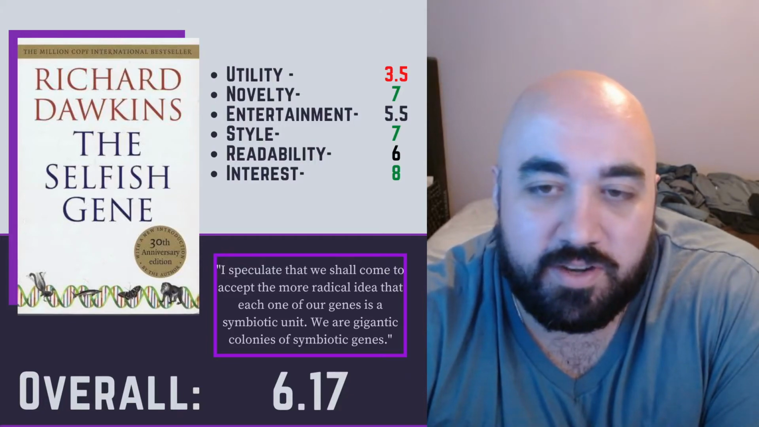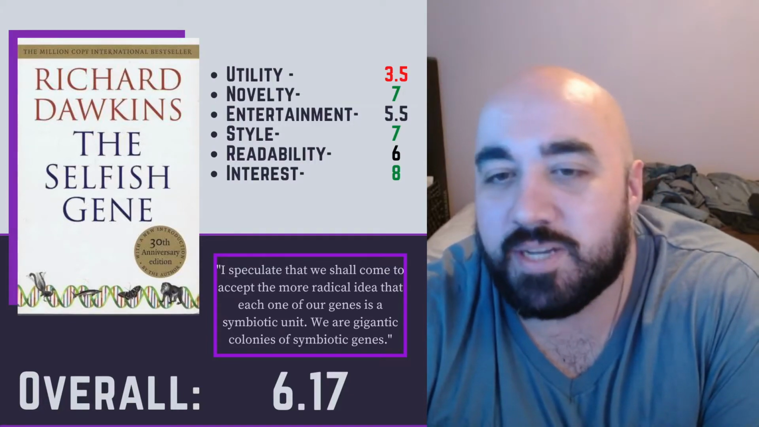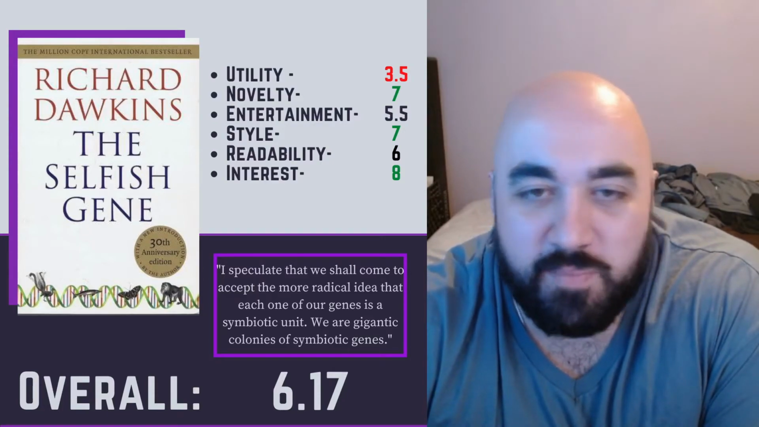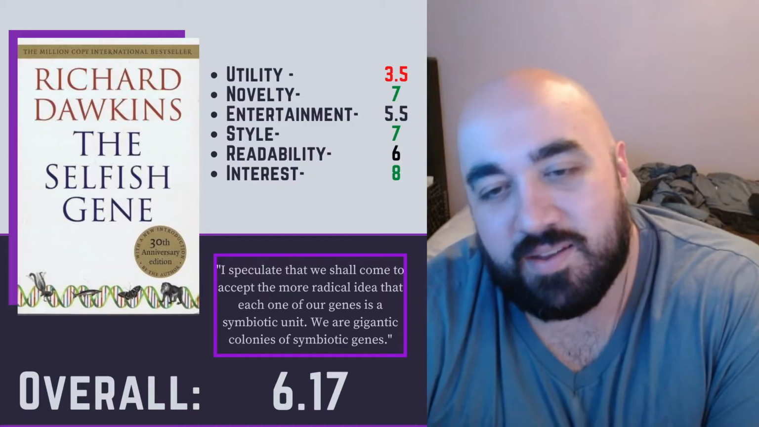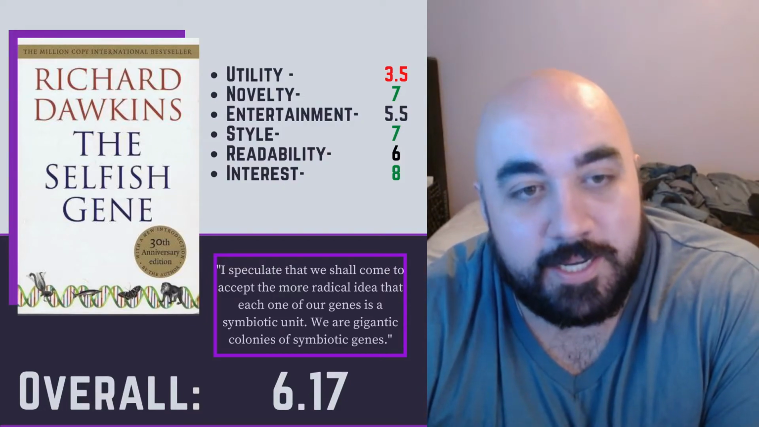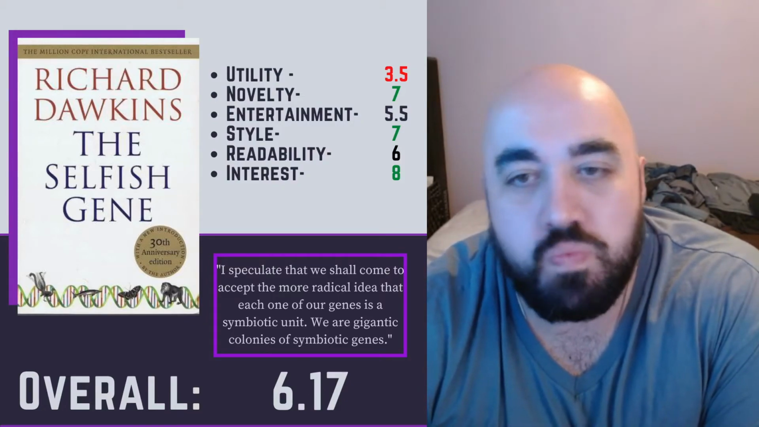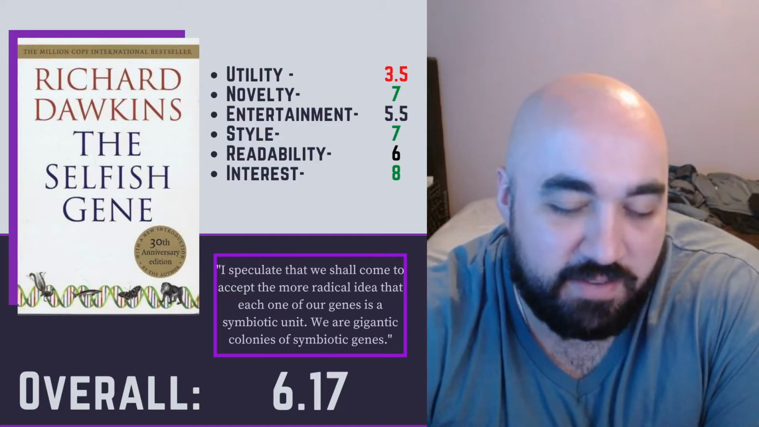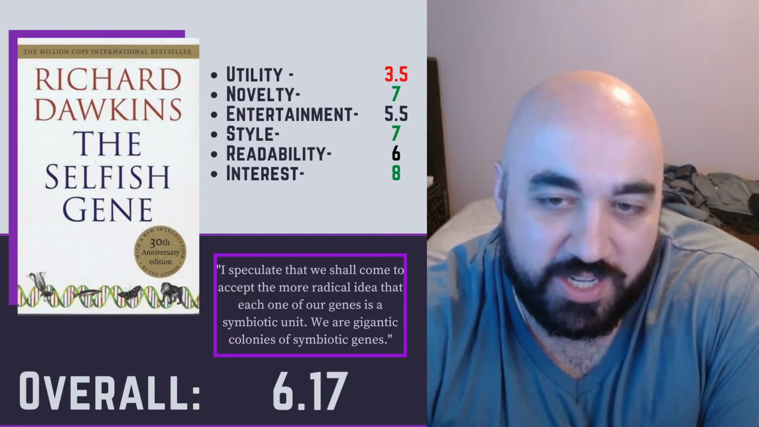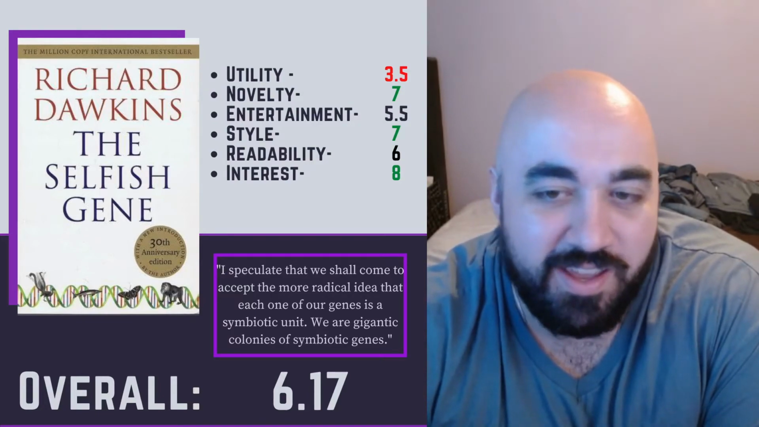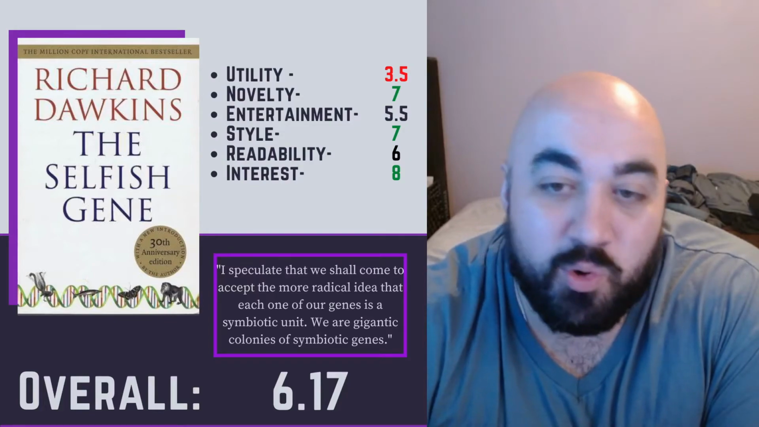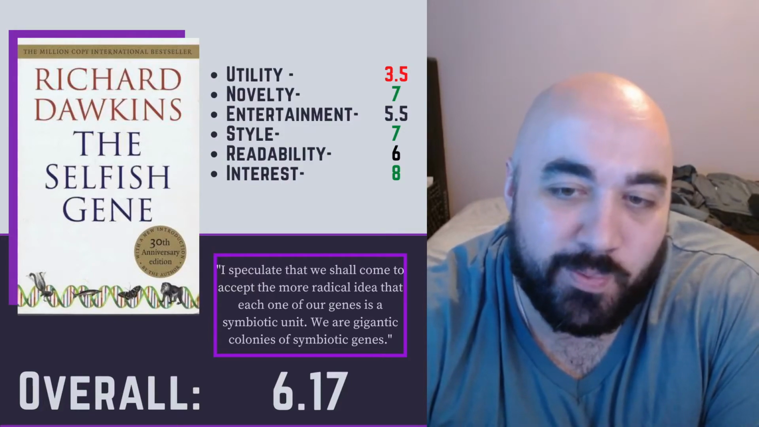I found it entertaining because it was interesting, but I could certainly see someone finding it quite a bit dry. 5.5 might be too high. This is kind of just how I felt about it. It's kind of a hard book to rate because it's like a scientific book, and if you don't find the science interesting, it's not going to be very interesting, and it's going to be a slog to get through.